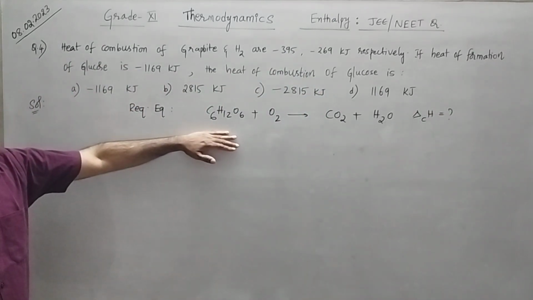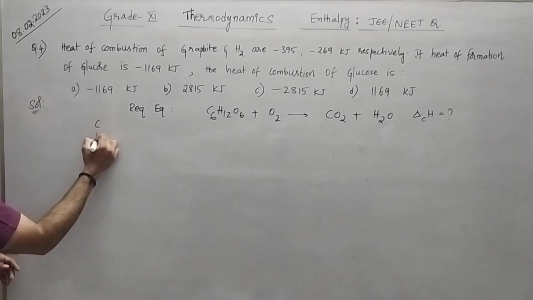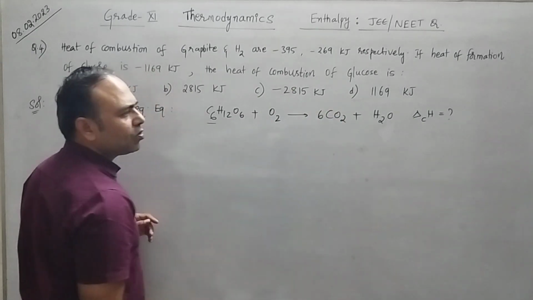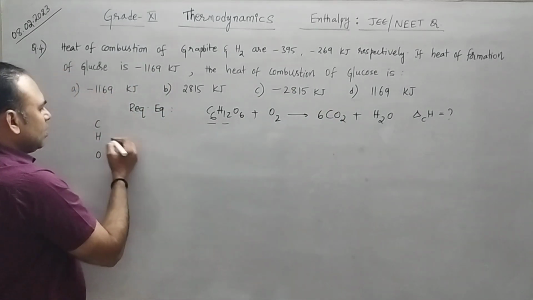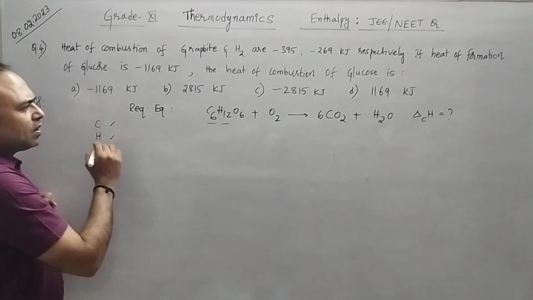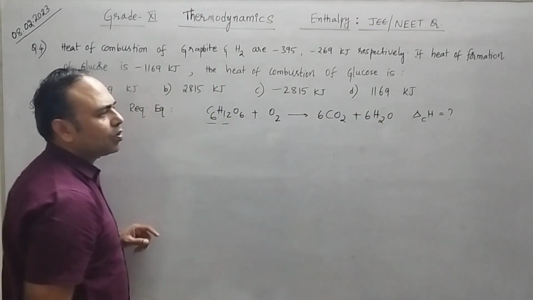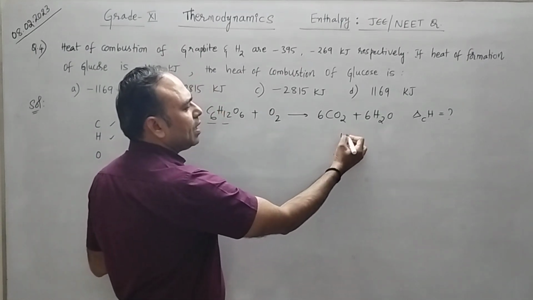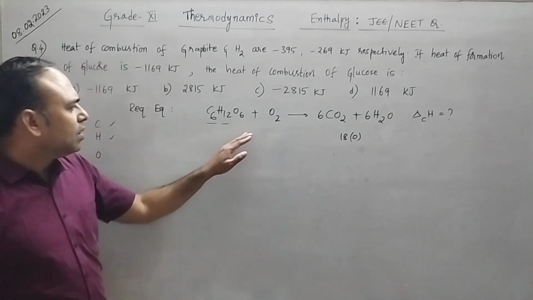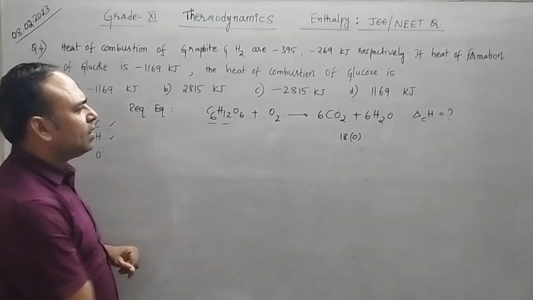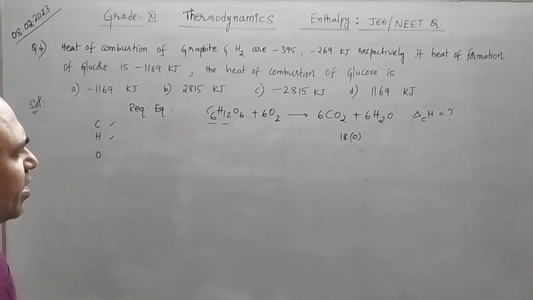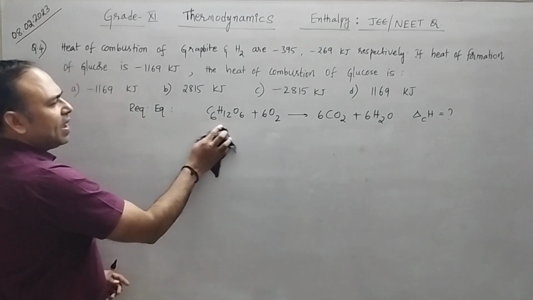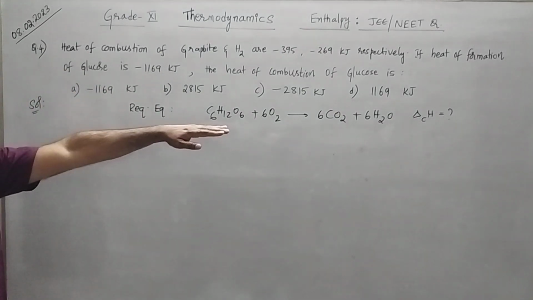First to balance this, to balance the combustion, always you need to follow CHO order. How many carbons? 6. Write 6 CO2 on the product side. Next, C is done. Hydrogen 12. Write 6 H2O. Now observe oxygens. 6 into 2 is 12 plus 6, totally you have 18 oxygen. Here already 6 are there. So for the remaining 12 we have to write 6 O2. Hope you have understood this. Always balance in the order of CHO. This will be your balanced equation and you need to find out delta CH for this.